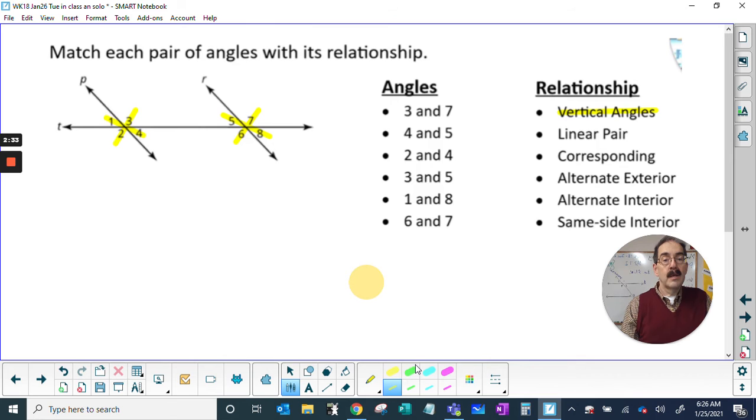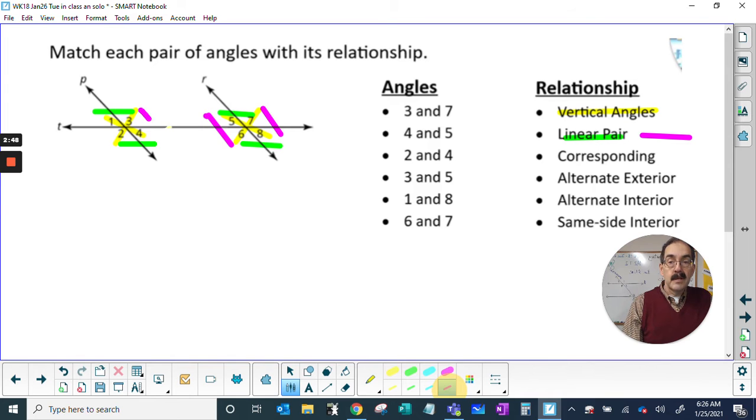Okay, linear pair. A linear pair forms a straight line. You see the straight line 1, 3. You see the straight line 2, 4. You see the straight line 5, 7. You see the straight line 6, 8. Okay, but there's more. How about 7, 8? How about 5, 6? How about 3, 4? How about 1, 2?